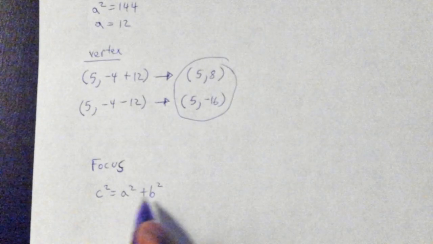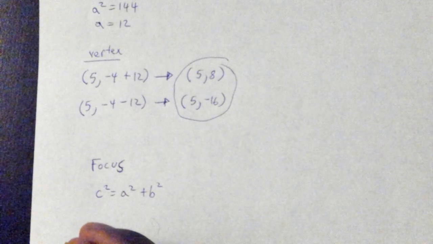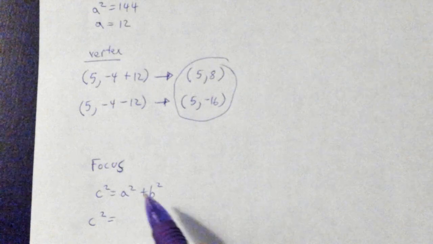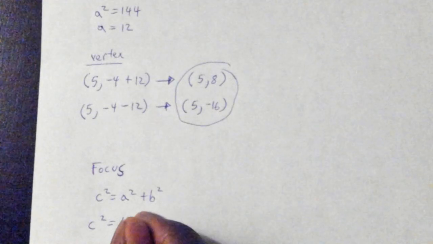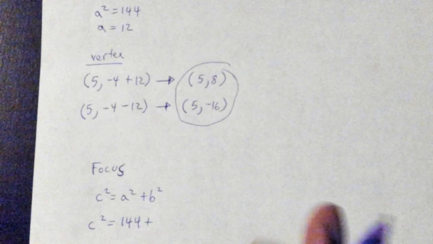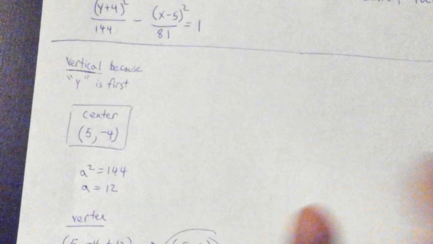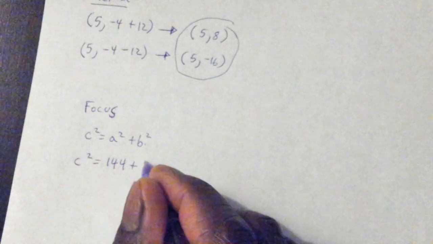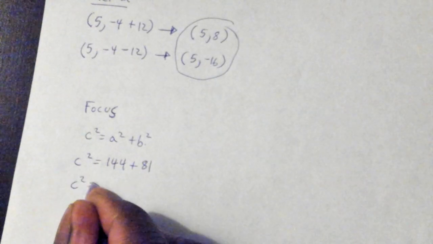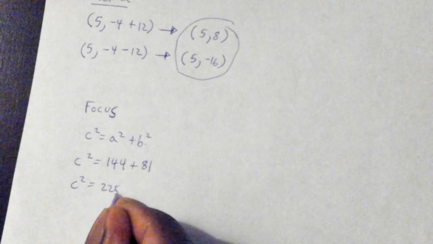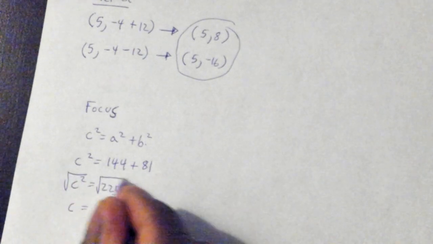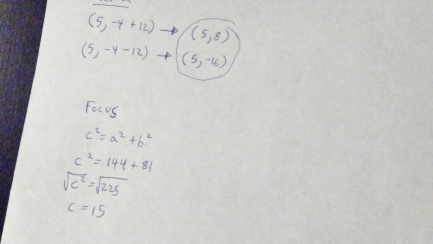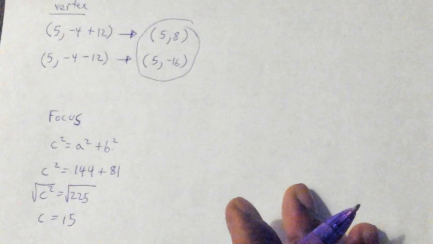When we put the information in, we're trying to find c squared. So let's just go ahead and write down c squared. We know a squared was the first denominator, and we got that was 144. So a squared is 144. B squared, we know, is that second denominator. So that's going to be 81. So we write b squared is 81. So let's work this out. So c squared is now 225. And if we take a square root on both sides, we're going to end up with that c is equal to 15.